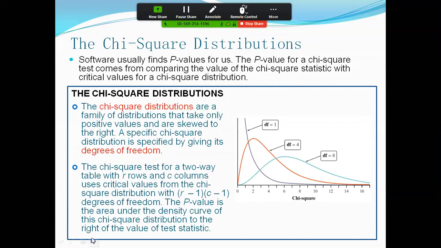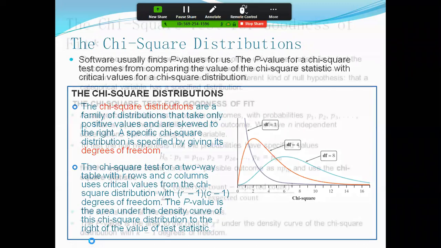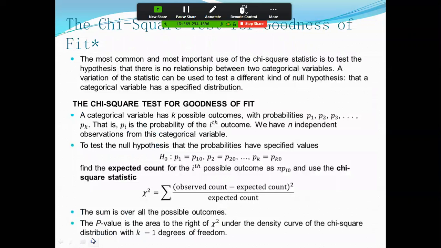The chi-square test for a two-way table with R rows and C columns uses critical values from the chi-square distribution with R minus 1 times C minus 1 degrees of freedom. The p-value is the area under the density curve of this chi-square distribution to the right of the value of the test statistic.